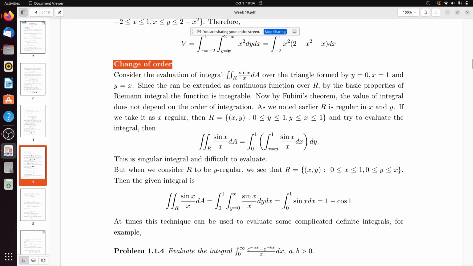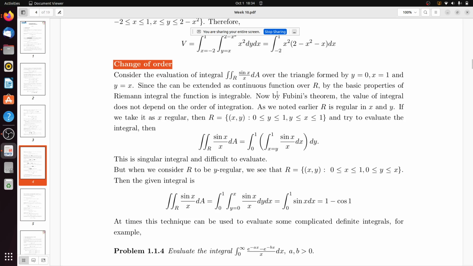Consider the evaluation of the integral of R, sin x by x dA, over the triangle formed by y equal to 0, x equal to 1 and y equal to x. Since this can be extended as a continuous function over R by the basic properties of Riemann integral, the function is integrable. Now by Fubini's theorem, how will you integrate it? The function has a problem only at x equals 0. If you take the limit x tends to 0 of sin x by x, we know this very standard result, and the answer is 1. So that function has a continuous extension all over the domain.